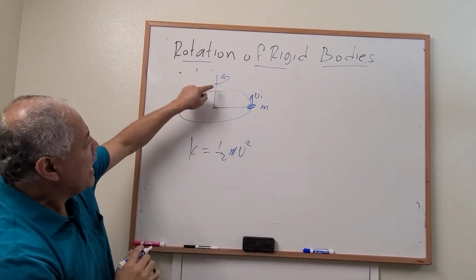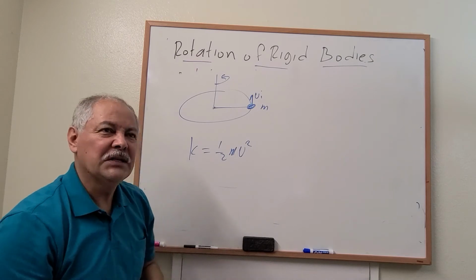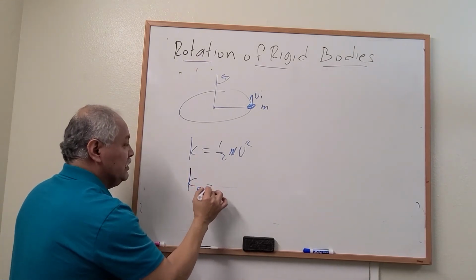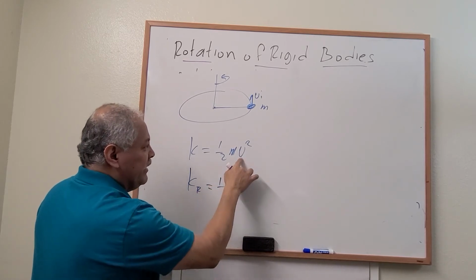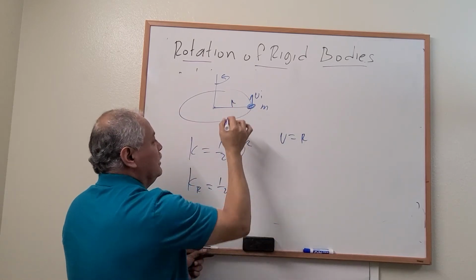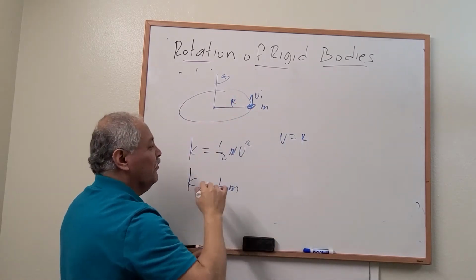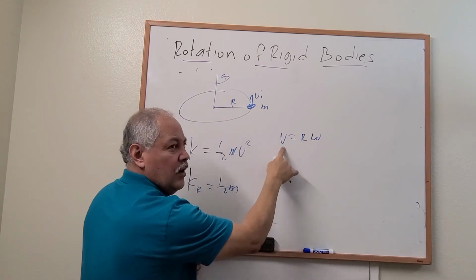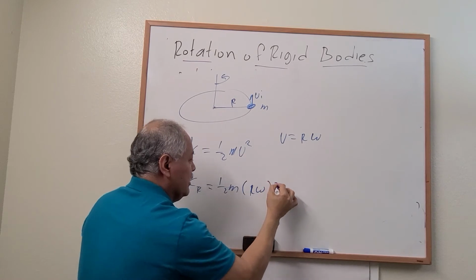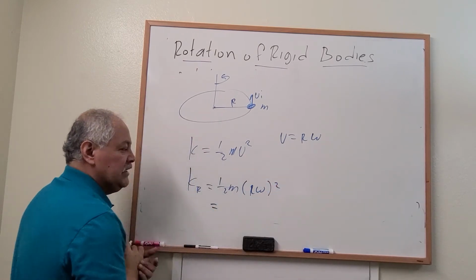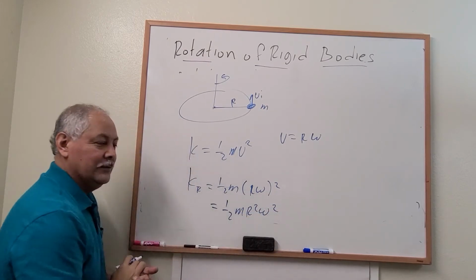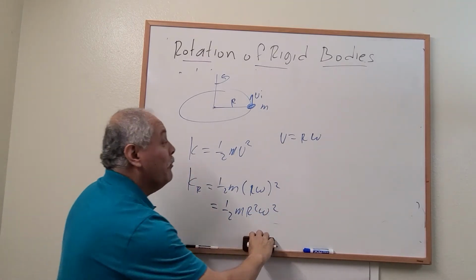Now let's involve the rotational quantities to create the rotational kinetic energy. So rotational kinetic energy is equal to 1/2 m. Remember what the velocity should be? Velocity is equal to r, the radius of the circumference, times omega. When we plug this value in, what do we have? This is (r omega) squared. So it's equal to 1/2 m r squared omega squared.